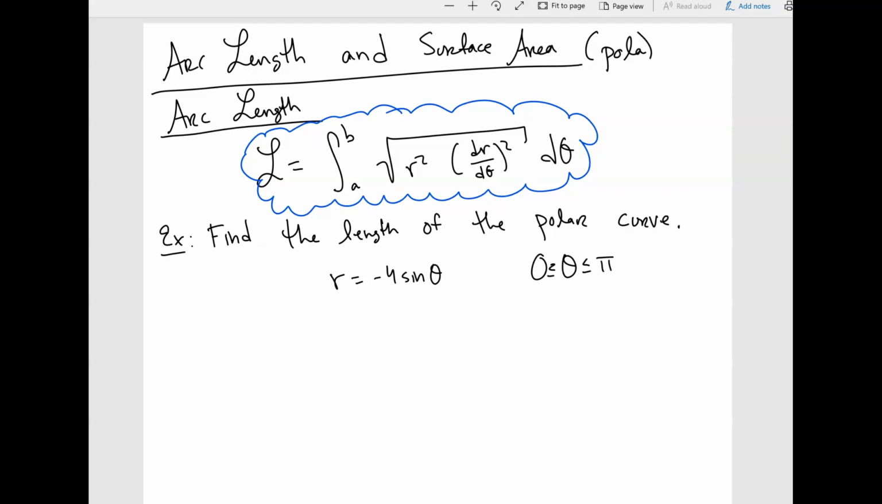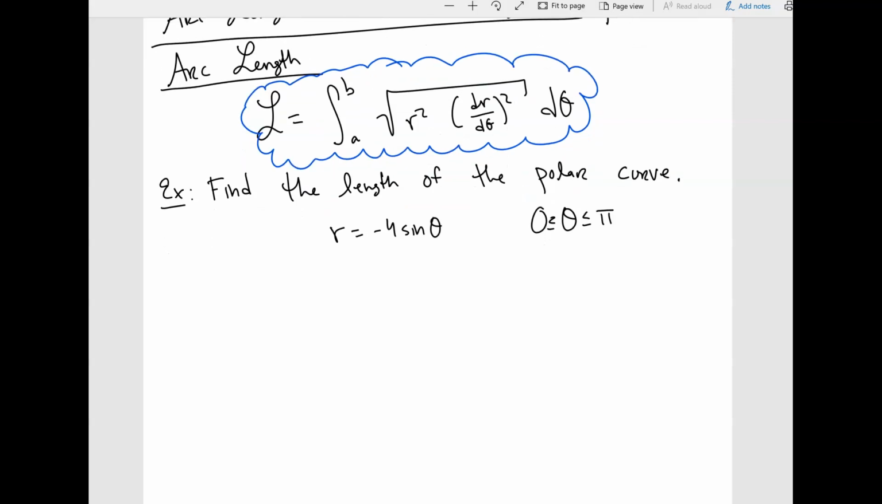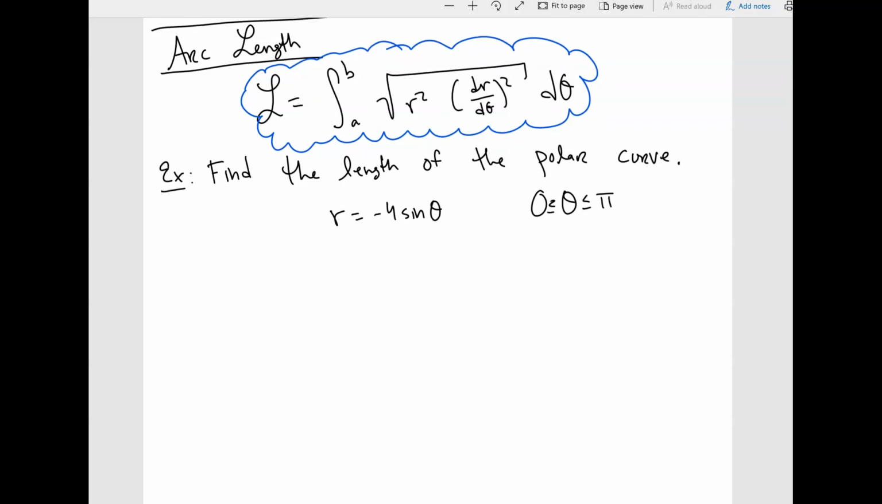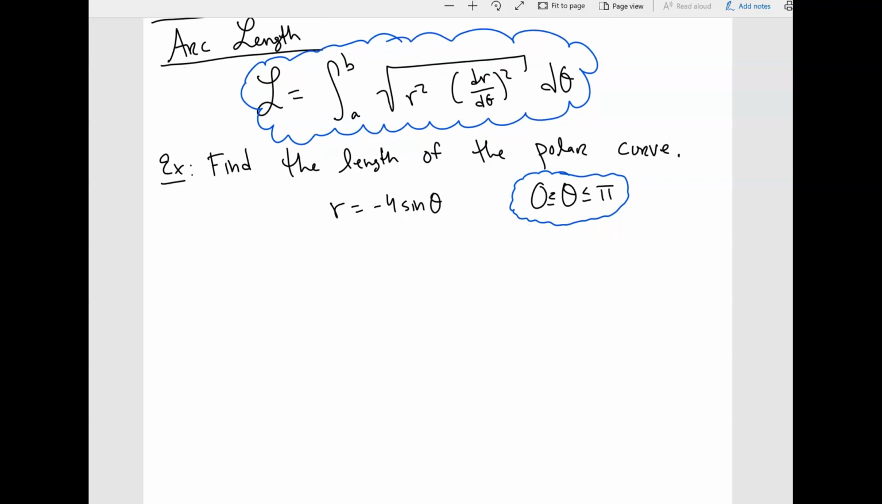So what I really want to do is just do a couple of problems. So here, find the length of the polar curve, r equals -4 sine theta, and theta is between 0 to pi. So here, notice that this is just going to be a circle that's hinged on the negative y-axis. So what you want to do is look at this restriction. It's not going to be from 0 to 2 pi, because from 0 to pi, you already have the full complete circle. So we're just going to go ahead and use the formula.